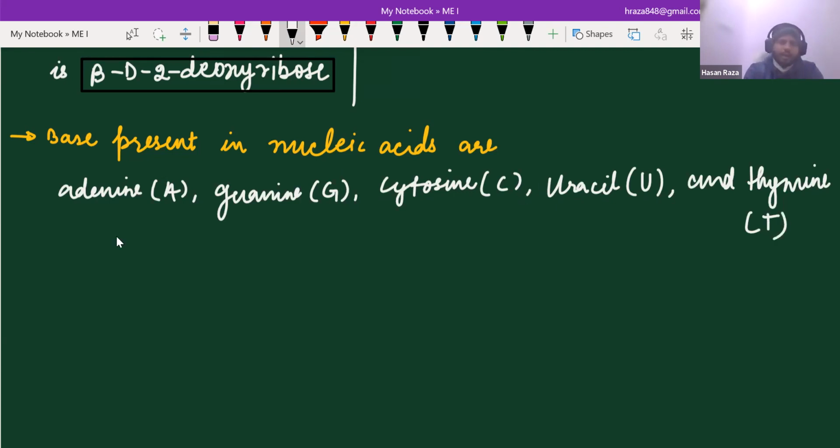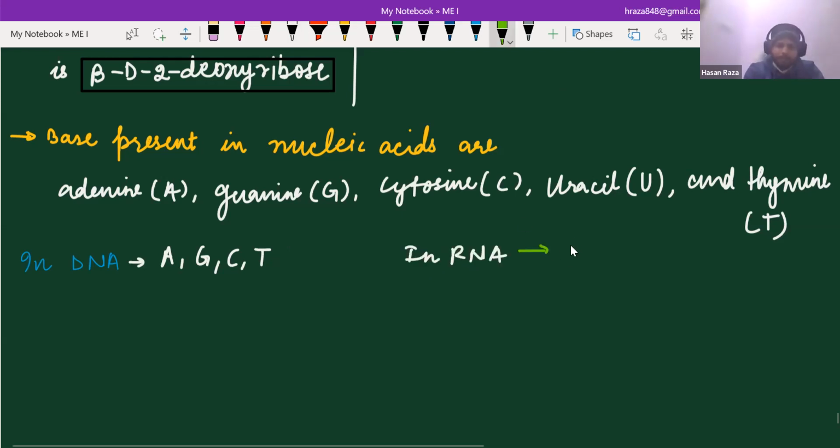So if you are looking in DNA, adenine, guanine, cytosine, and thymine, all these four are present. And if you're looking at RNA, so see, A, G, C, U is present: adenine, guanine, cytosine, and uracil is present.